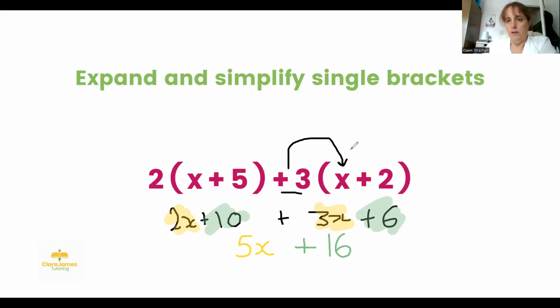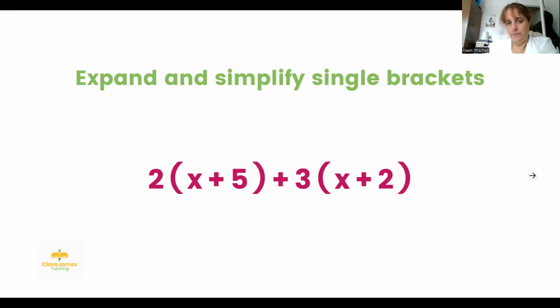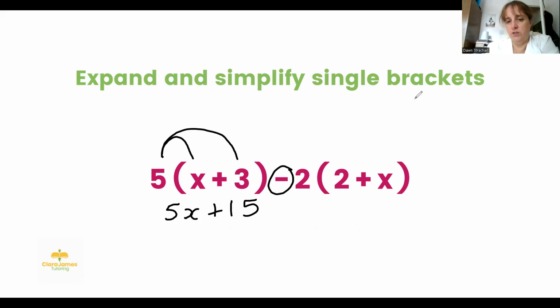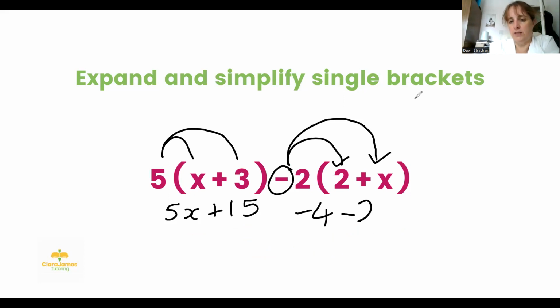Okay, let's move on to our next example. In this example, if we expand our brackets, we can start with 5 times x gives us 5x, and 5 times 3 gives us 15. But here we have a negative, so what we're doing now is minus 2 times 2. That now gives us minus 4. And then we have minus 2 times x, which gives us minus 2x. So that's once again our brackets expanded. Now we can simplify.